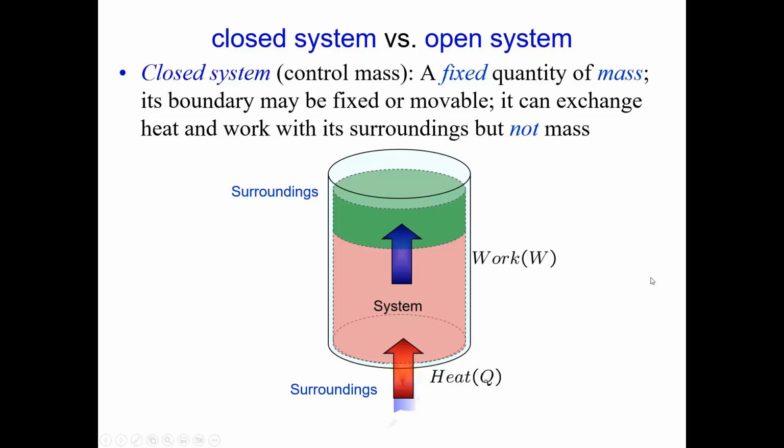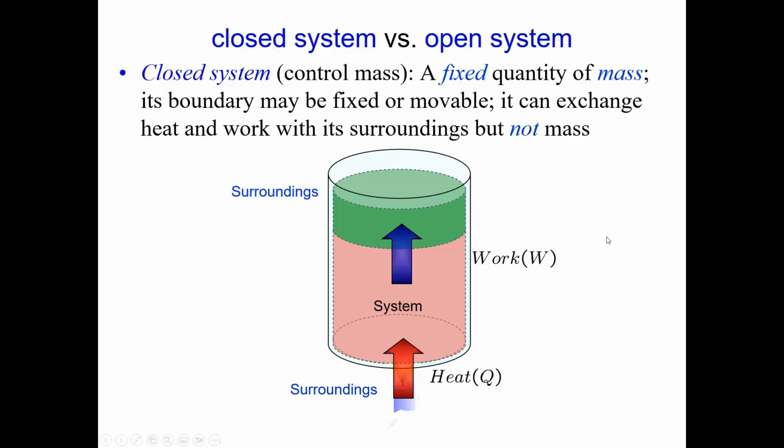So a closed system can have exchanges of heat and work with its surroundings, but it cannot have any mass exchange with its surroundings, because according to the definition of a closed system, it is a fixed quantity of mass. So definitely it cannot have any mass exchange with its surroundings, otherwise it's no longer a fixed quantity of mass.